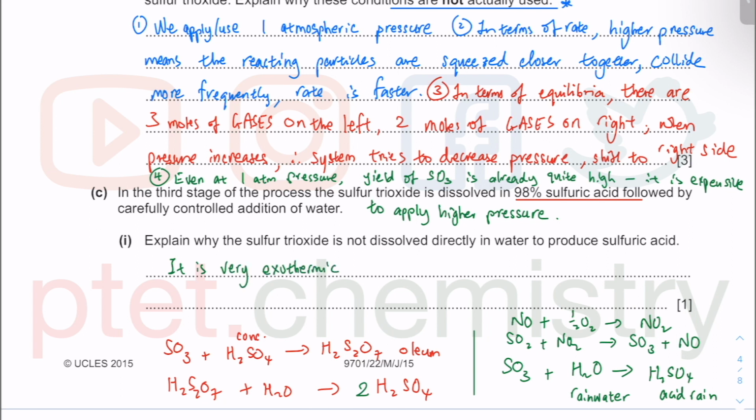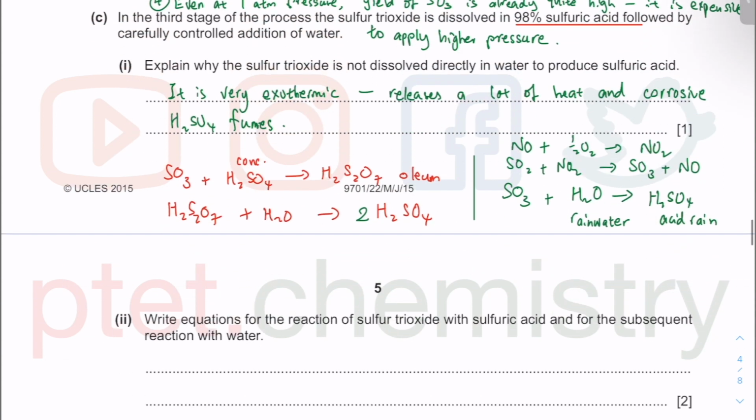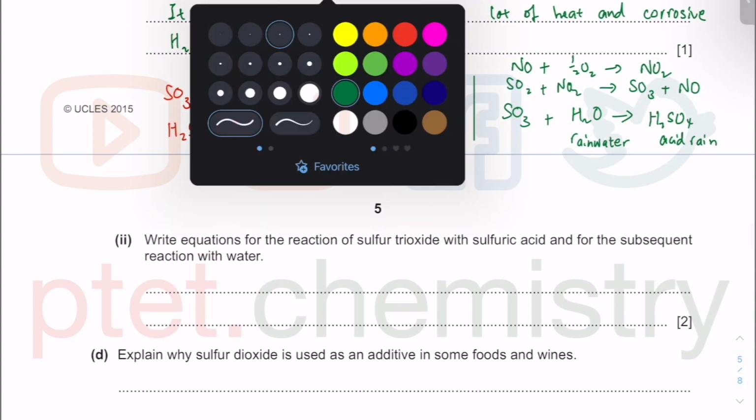So in terms of chemical engineering aspects, when something is very, very exothermic, it releases a lot of heat, and also corrosive H2SO4 fumes. So it is safer to go through via this oleum route, which is less exothermic, and therefore you maintain the safety inside that industrial process there.